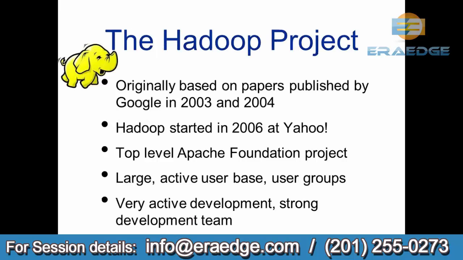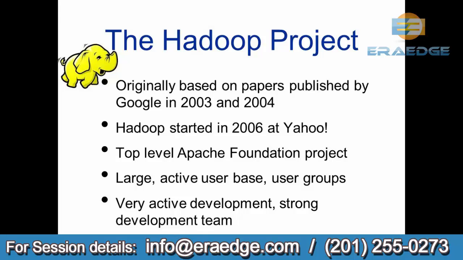So let me discuss a little. The Hadoop project initially started because of the white papers released by Google around 2003 and 2004. Google published a paper on the Google File System and also on MapReduce, and later published a paper on Bigtable. These papers played a critical role in the Hadoop platform that we have now.